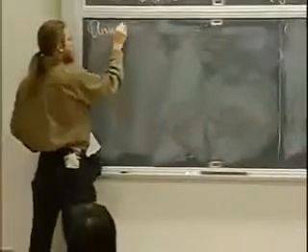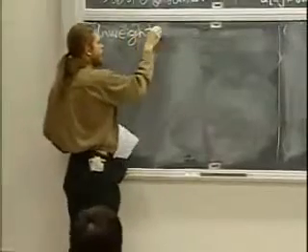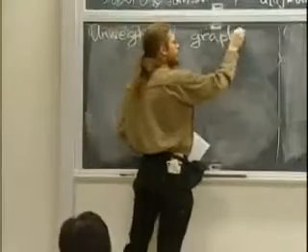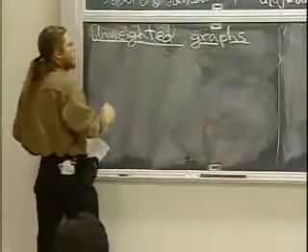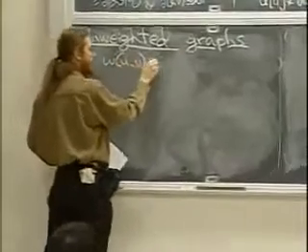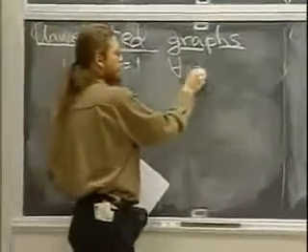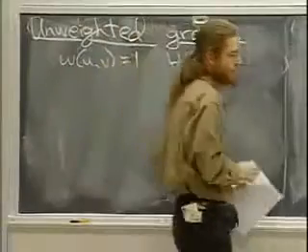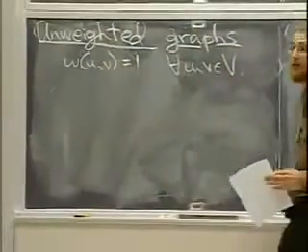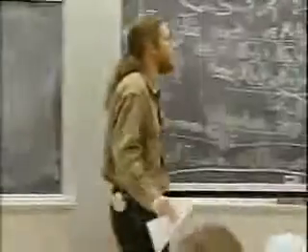So, I mean, that ends Dijkstra, so to speak. But now I want to think about a special case where the graph is unweighted, meaning W of uv equals 1 for all vertices u and v. Okay, suppose we had that property. Can we do any better than Dijkstra? Can we do better than this running time?